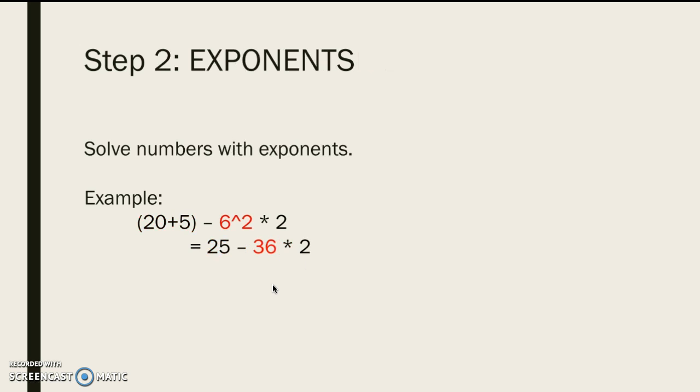The second step of PEMDAS is paying attention to exponents. So going back to that equation that we used previously, the only number with an exponent is minus 6 squared. So we already know what's inside these parentheses right here, so that's 25. 6 squared, by using our knowledge of math already, is 36, so that turns into 25 minus 36, and then just carry down the times 2.